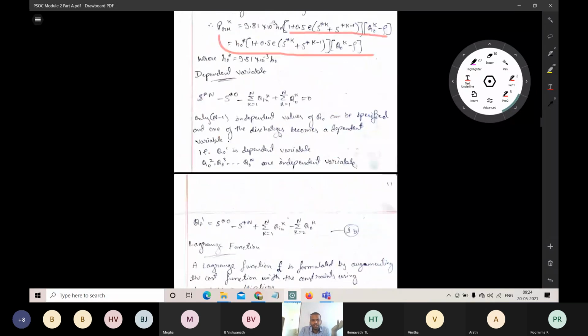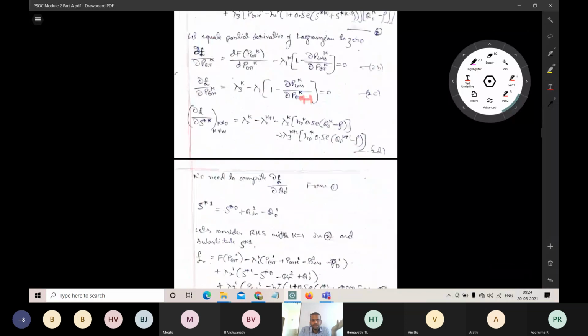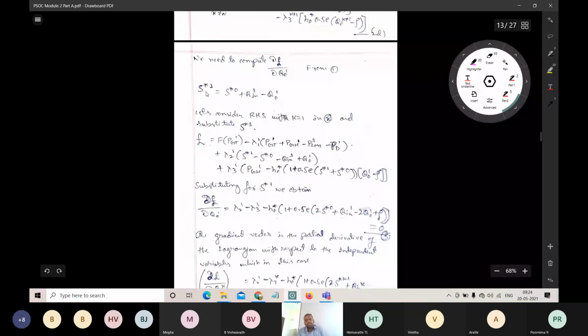And I am using that same equation. S star k is equal to S star k minus 1 plus Q in k minus Q naught k. Here I have just substituted k equals 1. So S star 1 is equal to S star 1 minus 1, that is 0, plus Q in 1 minus Q naught 1.